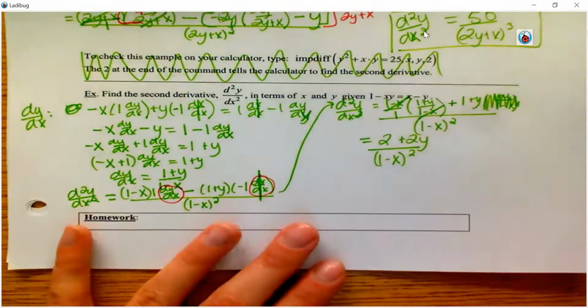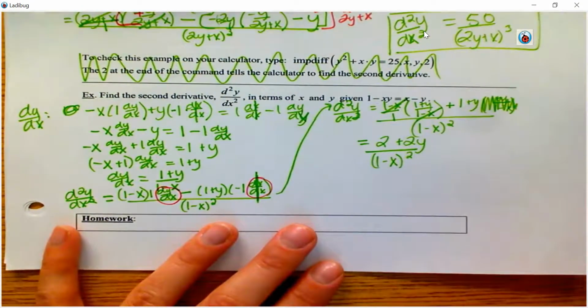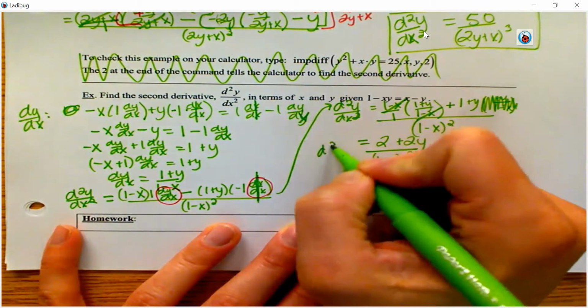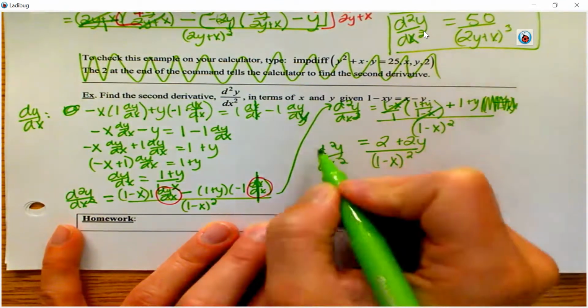You could factor out a 2 if you wanted, but it's not going to do any good, really, necessarily. There's nothing you're going to be able to cancel. So this is what you get for your solution.